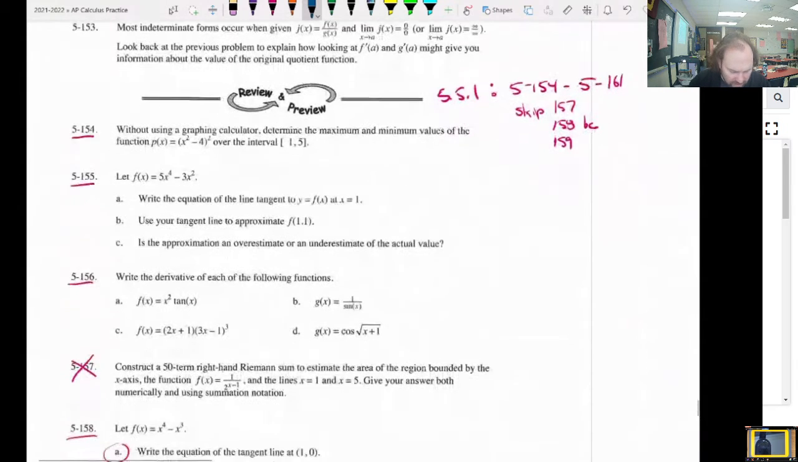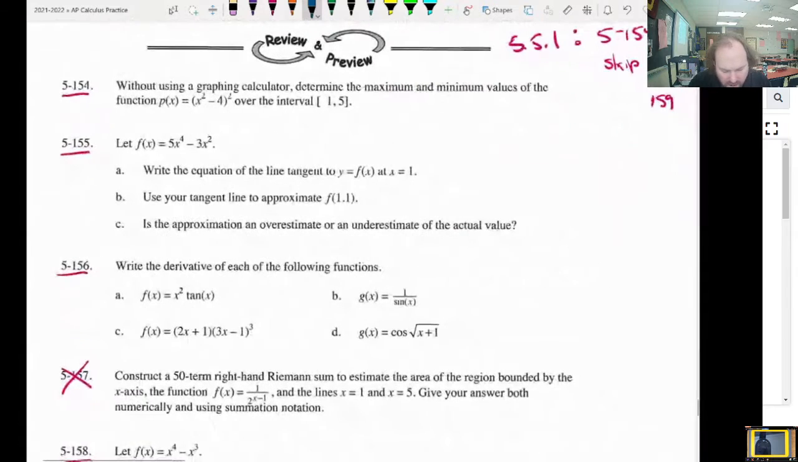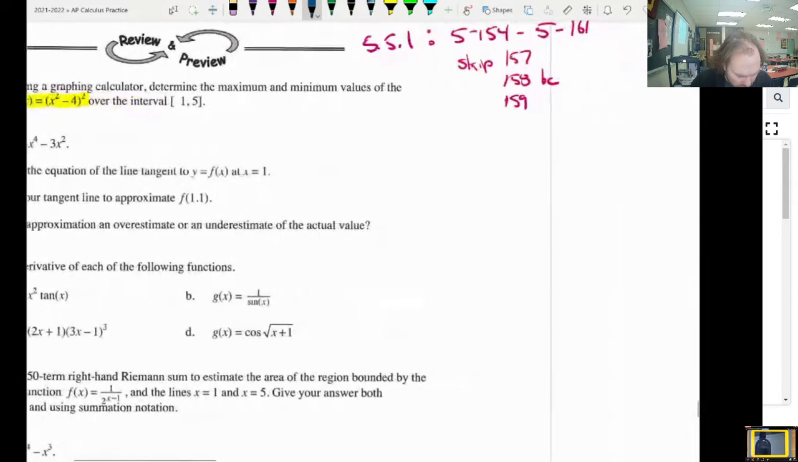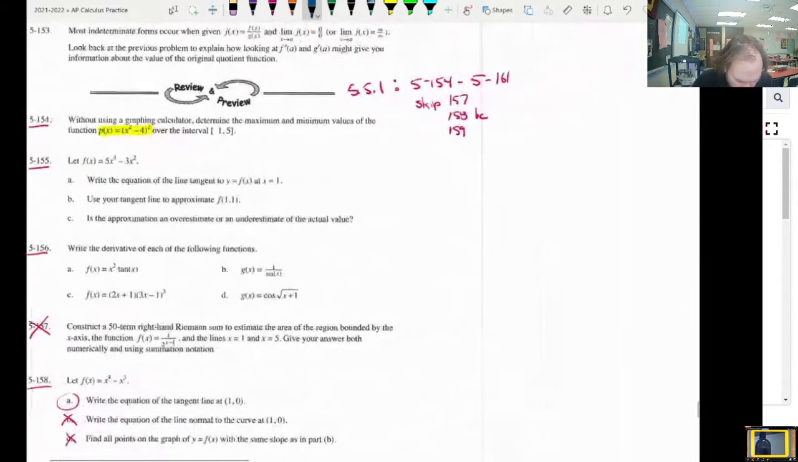So let's keep going. 154, without a graphing calculator, we're going to find the maximum and minimum values for the function p of x, which is (x squared minus 4) squared, over the interval from -1 to 5. And we are not allowed to use a calculator for this problem, so we won't be using one. Get out of here, calculator cam. It's already pretty small. Let's go ahead and do some work off to the side here. We're going to need to think about this.